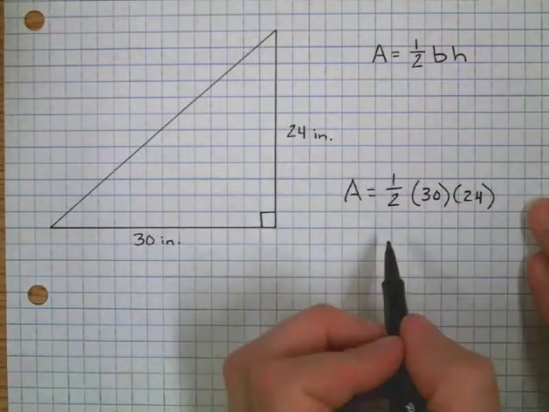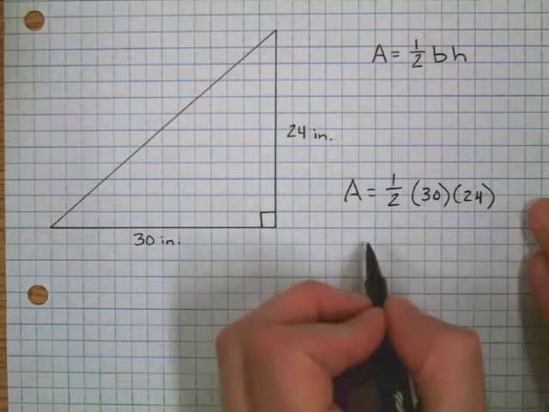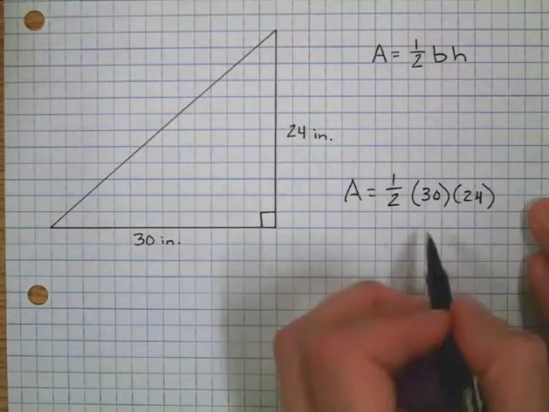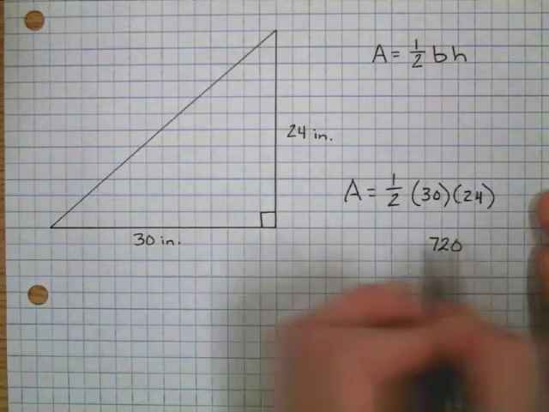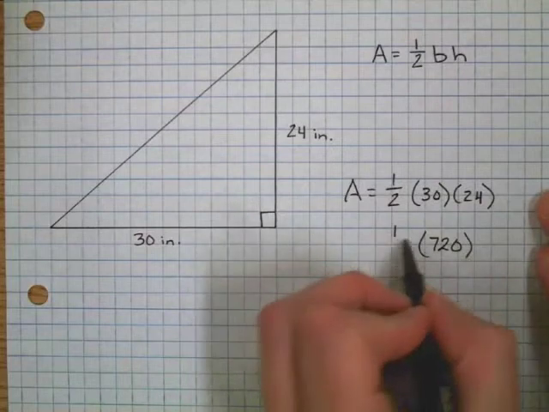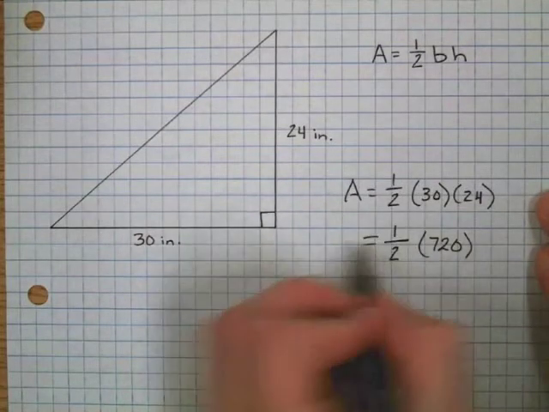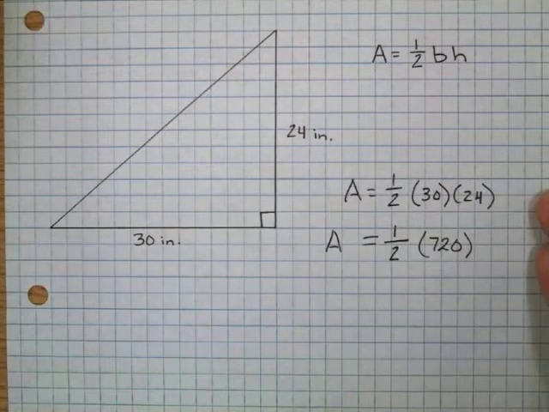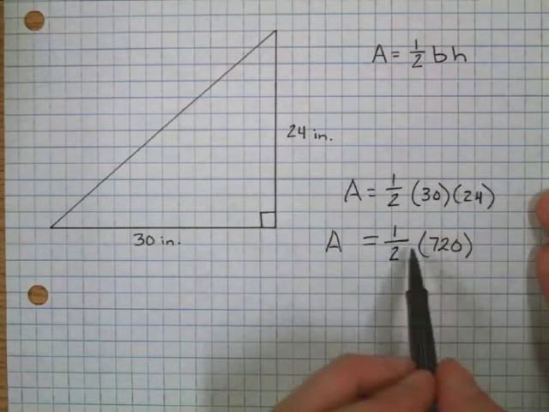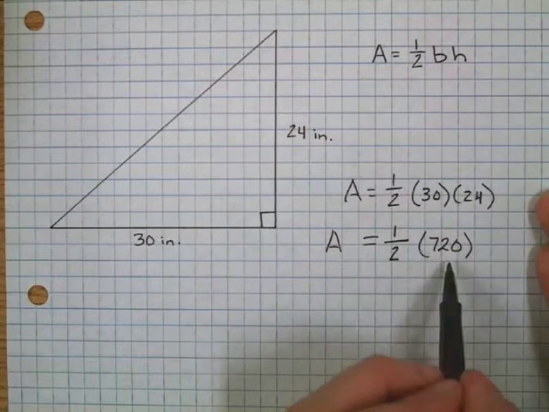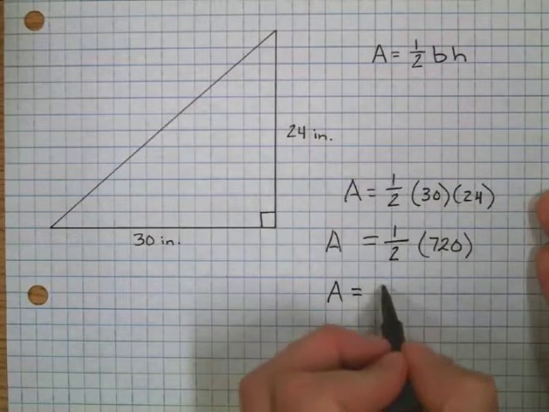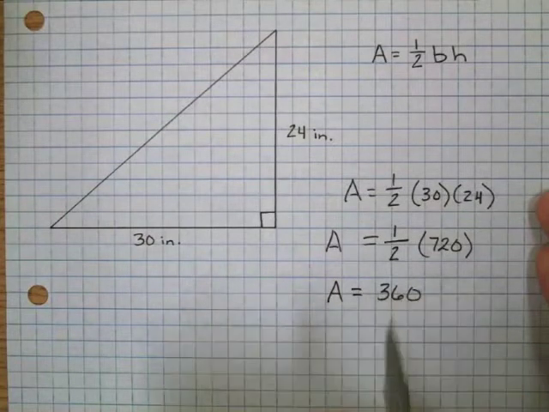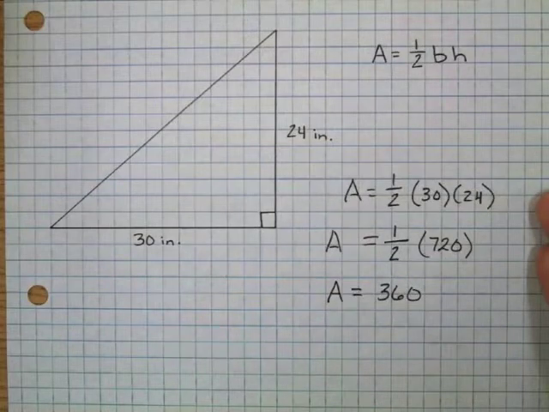So let's just start working through this. So we can multiply 30 times 24, and if I work that out, 30 times 24 is 720. Our 1/2 still stays, and that's going to be our area. So 30 times 24 is 720. We're still taking 1/2 of that. And 1/2 of 720 is 360. Those skateboarders and snowboarders out there will know that.